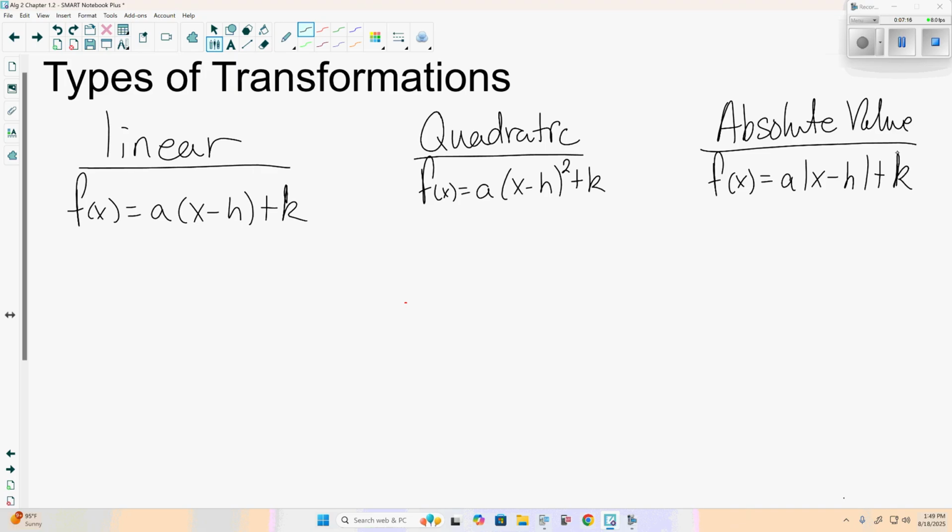But most of these here, linear: A, parentheses, X minus H, close parentheses, plus K. Quadratic: A, parentheses, X minus H, close parentheses, squared, plus K. Absolute values: A, absolute value bar, X minus H, absolute value bar, plus K. These are the general forms, and A, H, and K are all going to correspond to different transformations.